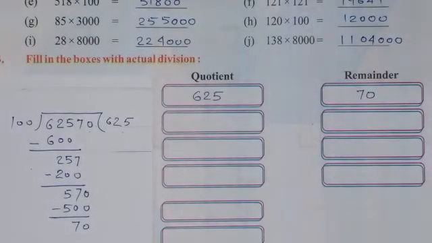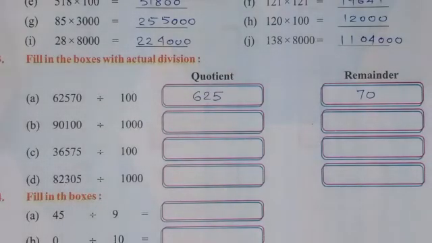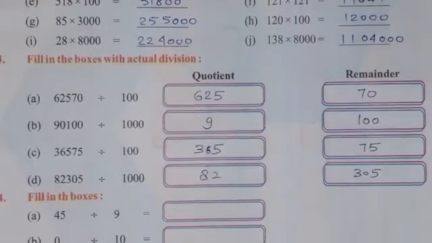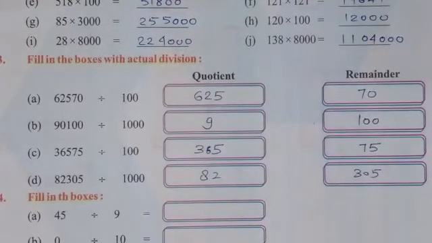Okay students, similarly you have to divide the remaining numbers and then write the quotient and remainder in these boxes. So I'm going to write down the answers. You have to divide in rough and then check the answers. Okay students, so I have written all the answers. You can see you have to divide in rough and then check the answers.